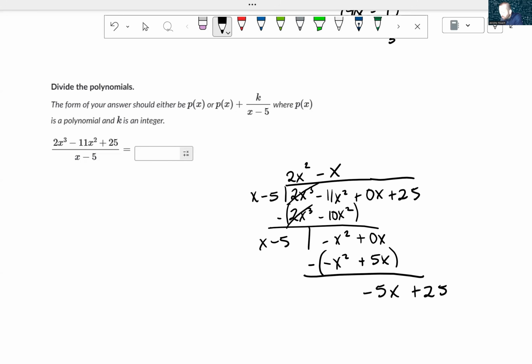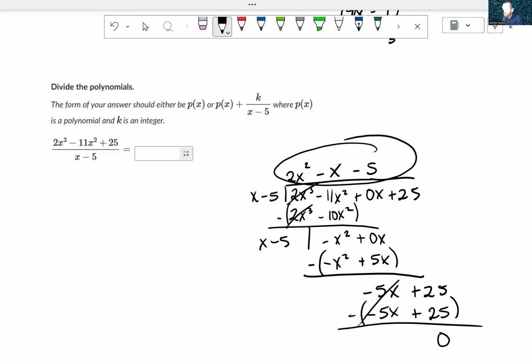How many x's make -5x? That's -5 times x. -5 times x is -5x. -5 times -5 is plus 25. Now it looks like we don't have a remainder for this one. So this is -5 plus 5. That cancels. 25 minus 25 is 0. So we have no remainder for this one, actually.